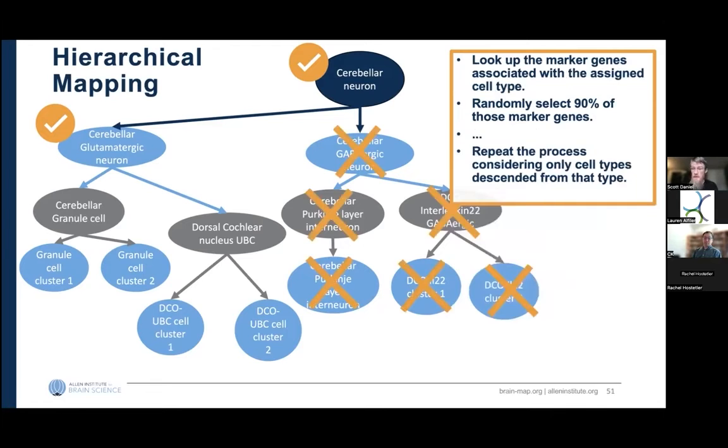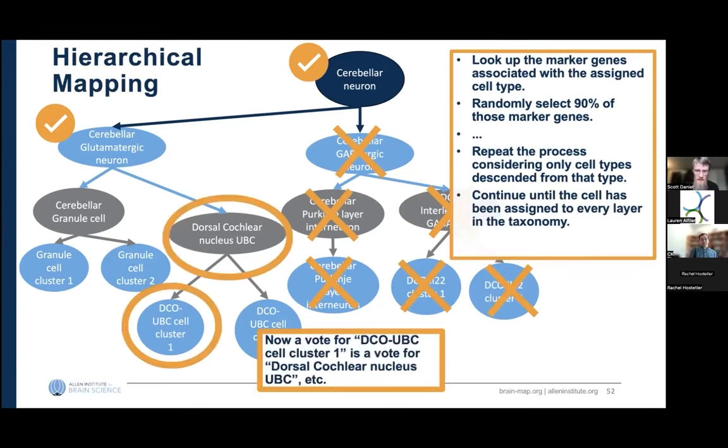And so we repeat the process, except now the relevant parent, or the grandparent, is a cerebellar glutamatergic neuron. We look up the marker genes associated with that. We randomly select 90% of them. We correlate with the leaf nodes only that are descended from cerebellar glutamatergic neuron. We're going to ignore the right-hand side of the tree because we've already ruled it out. And we're going to repeat that process 100 times.